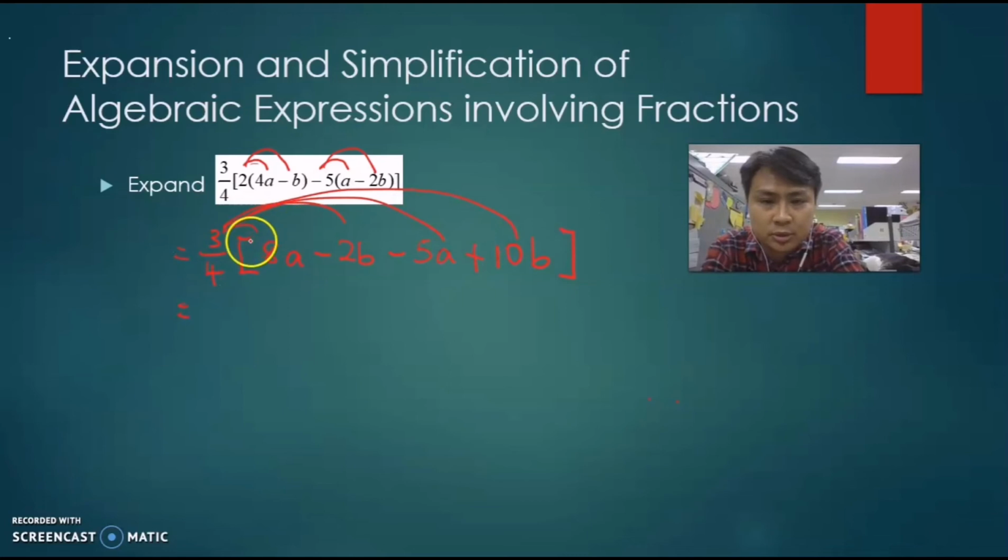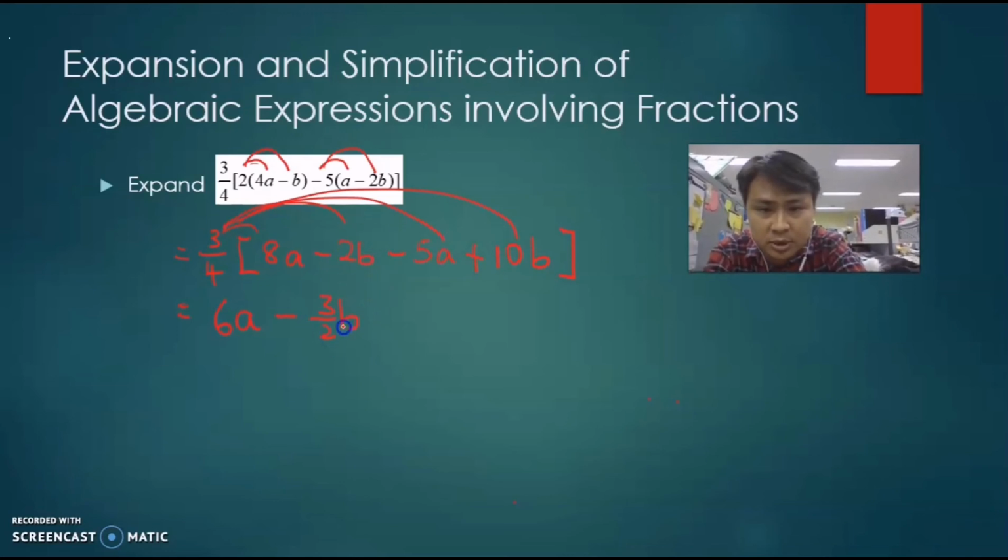So 3/4 being distributed to 8a, positive times positive is positive. 3/4 times 8, if you press a calculator, you get 6. So we write down 6 and it's a, so we just write down a. So that's the first expansion. Now the second expansion, positive times negative, you get negative, write down minus. 3/4 times 2, we end up with 3/2. So just write down 3/2 and it belongs to b, so we just write b here.